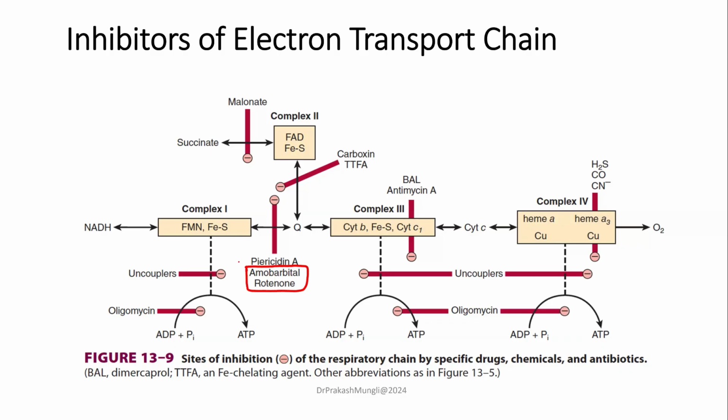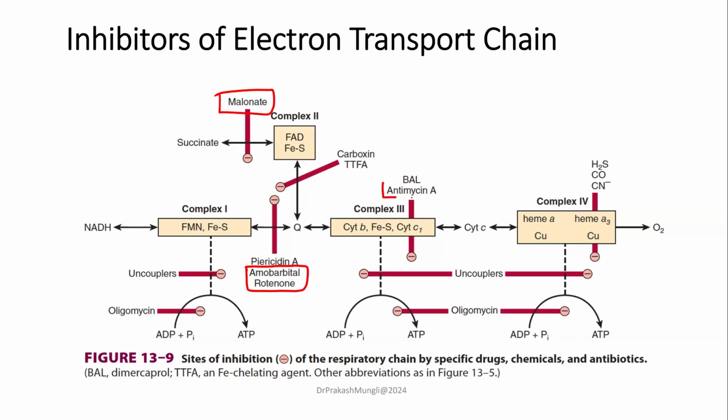Okay. And then complex 2 inhibitor, I'm going to take malonate as an example. Malonate. You have studied this already. Where did you study malonate? It's a competitive inhibitor of an enzyme called succinate dehydrogenase, which is complex 2 in the electron transport chain. Remember, we have three names for complex 2: succinate dehydrogenase, ETF, glycerol 3-phosphate dehydrogenase. Out of that, succinate dehydrogenase, that is complex 2. That's the complex 2 inhibitor we'll take.